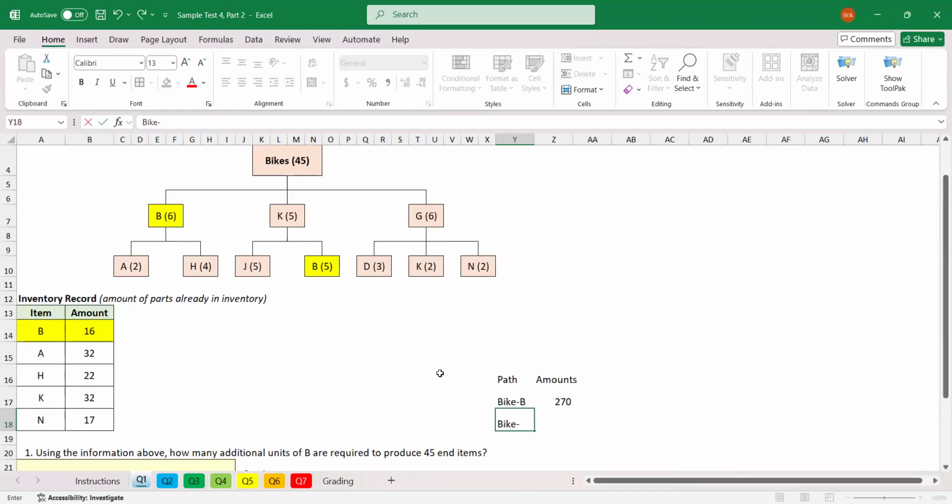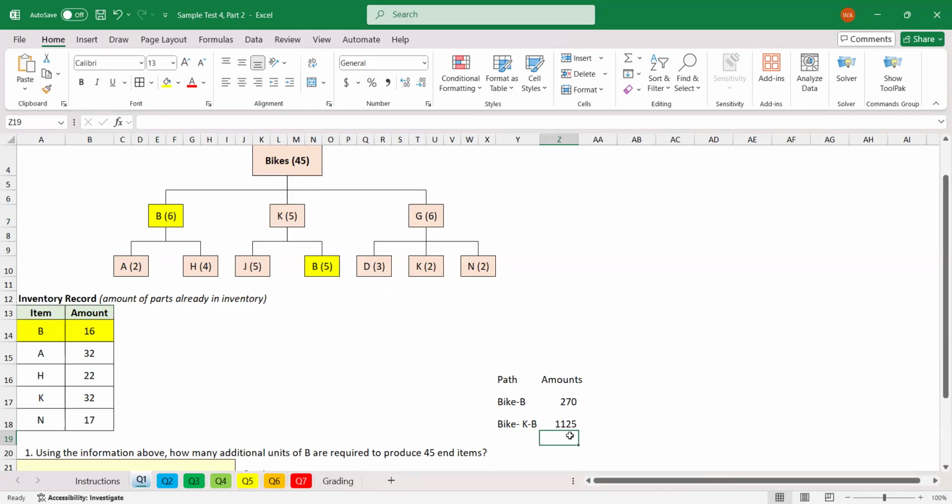Our second path to B here is from the bike to K to B. That's the second path going straight down here. For this path, I need to again multiply all the way down. We need 45 bikes, multiplied by 5 parts of K, and we also need 5 parts of B. So for this second path, we need a total of 1125 parts. The total amount of parts needed if we are to make 45 bikes, if I sum this up, is 1395 parts. This is our total needed.